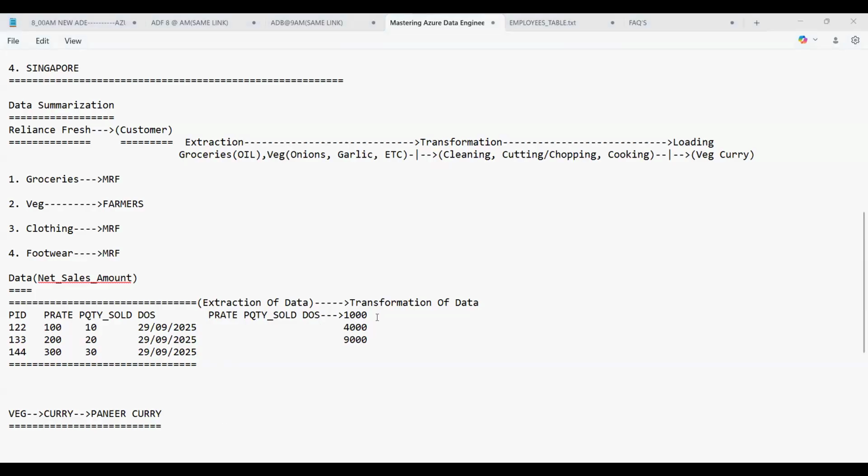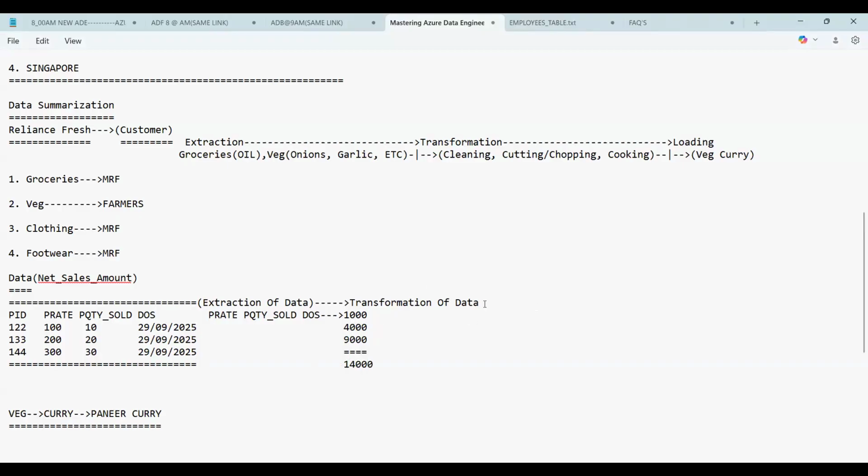Now, this is the transformation, that means partial transformation. And finally, one more calculation is needed. I have to find out the net sales amount now. I'll calculate: 1000 plus 4000 plus 9000. Totally, what is the total amount, guys? It's coming to 14,000.